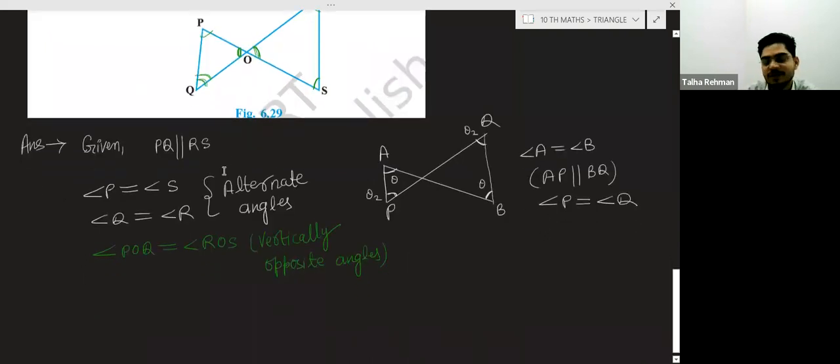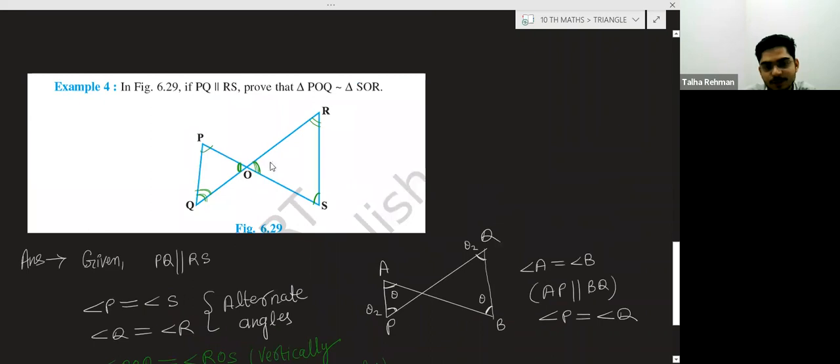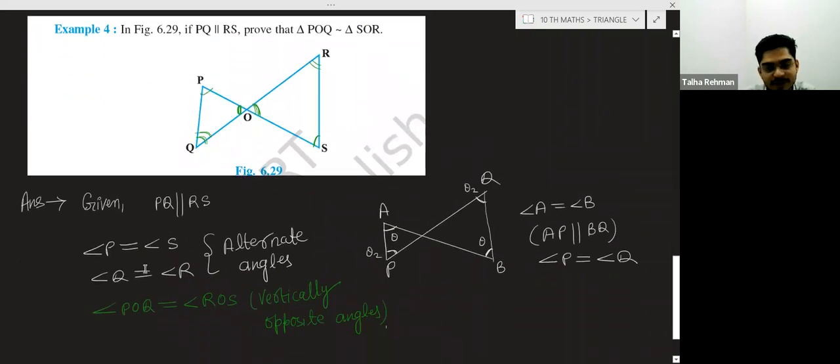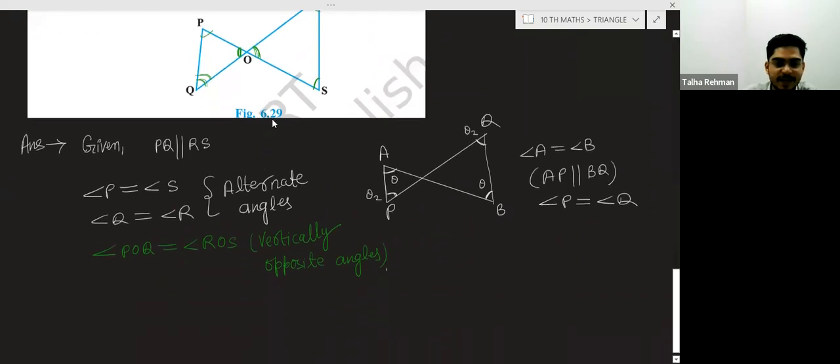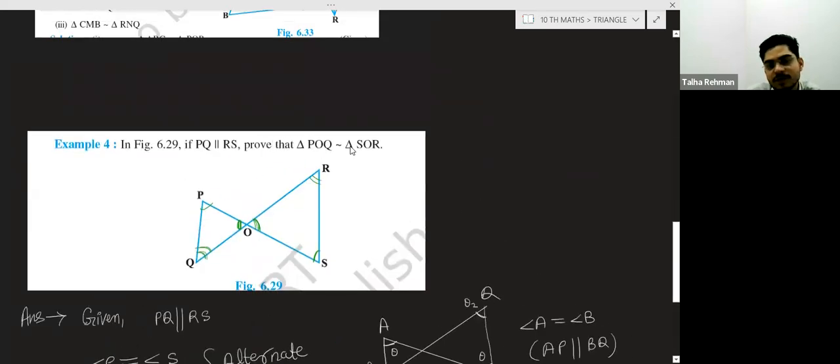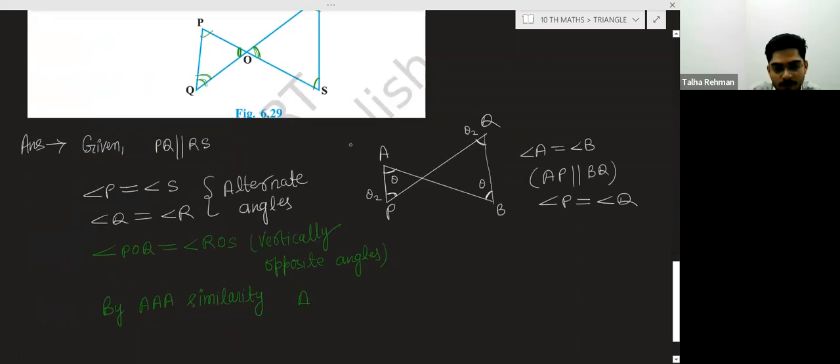So now see, in this triangle, three corresponding angles are equal. You can say that these two triangles will be similar. So by AAA similarity, by angle similarity, you can say that triangle POQ is similar to triangle SOR.